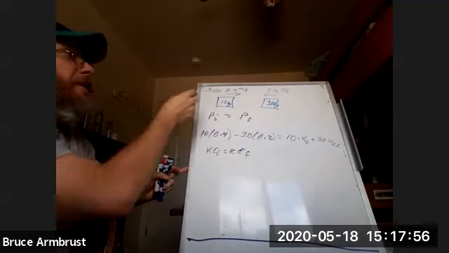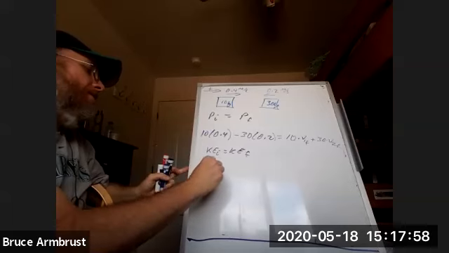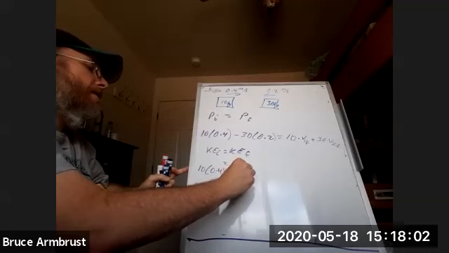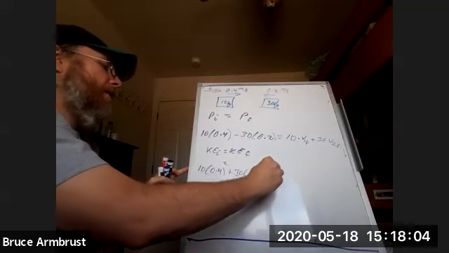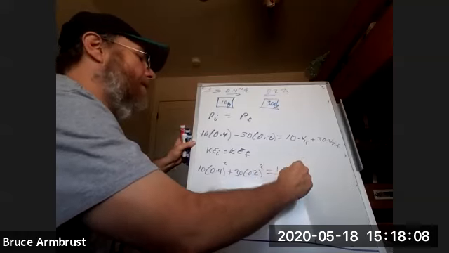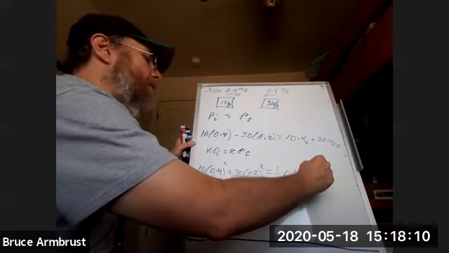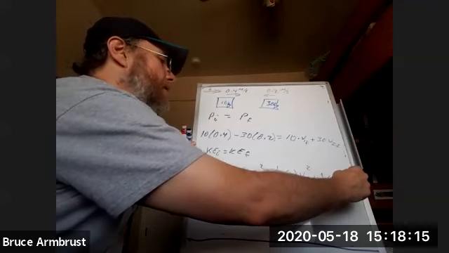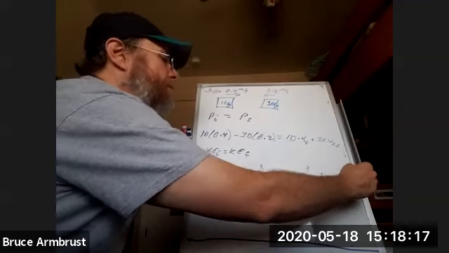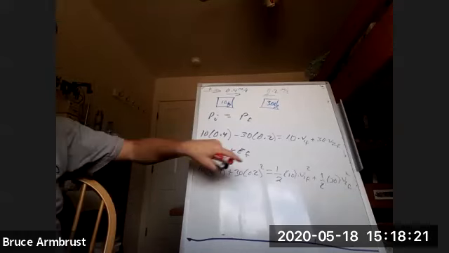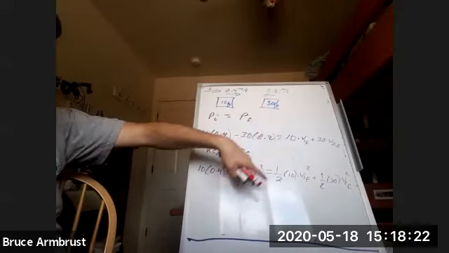Well, the kinetic energy of the first one is going to be 10 times 0.4 squared. The other one's going to be 30 times 0.2 squared. And then that's going to equal 1/2 times 10 times V1 final squared. And the other one's going to be 1/2 times 30 times V2 final squared. And now this is a system of equations. You can solve the first one for V1, plug it into the other.